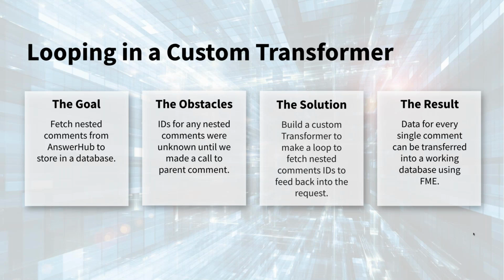So the main challenge here was that the IDs for any nested comments were not known before we made the request to the parent comment. So this ID was required in the request URL to then fetch the information on that comment. So since we didn't know this before we started making those calls, we were able to resolve this issue by building a custom transformer. And what this did was it allowed us to create a loop so that we could fetch IDs and then pass them back in to make the next request. And this meant that we were then able to record data for every single comment within our working database to make sure that it all was eventually posted to Salesforce.